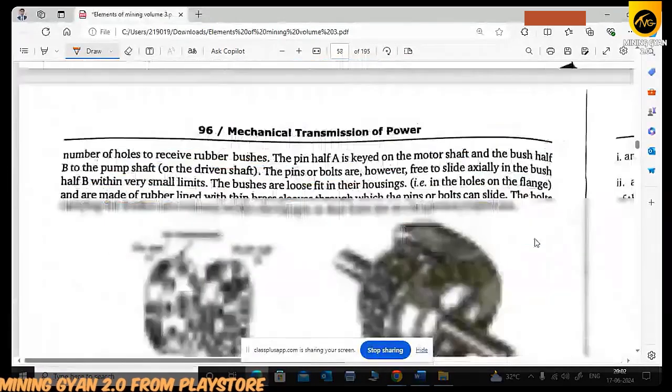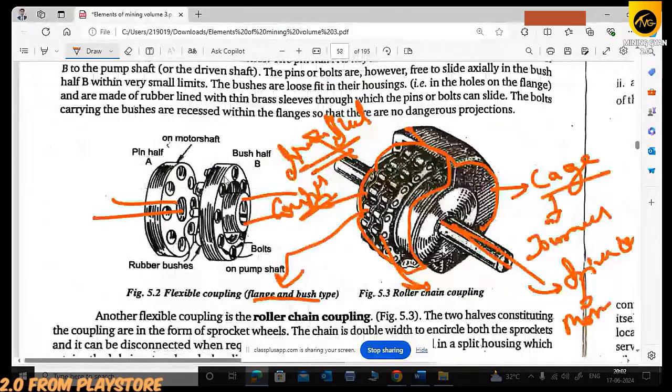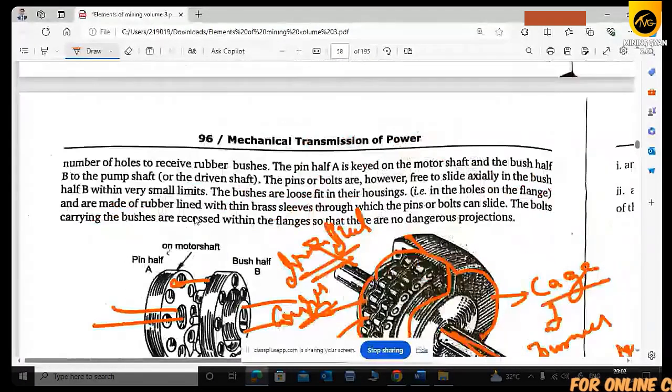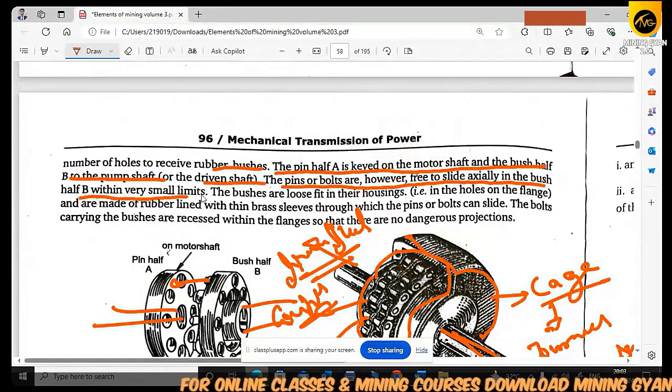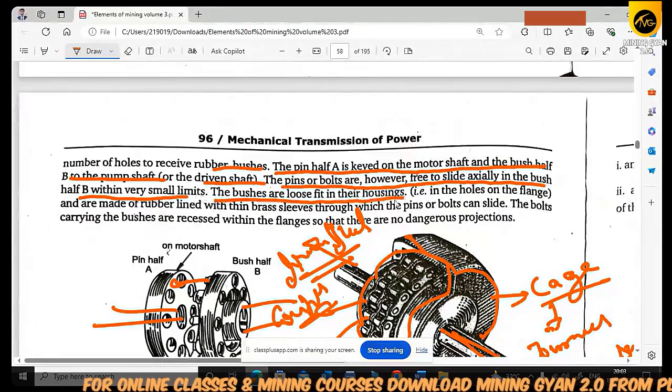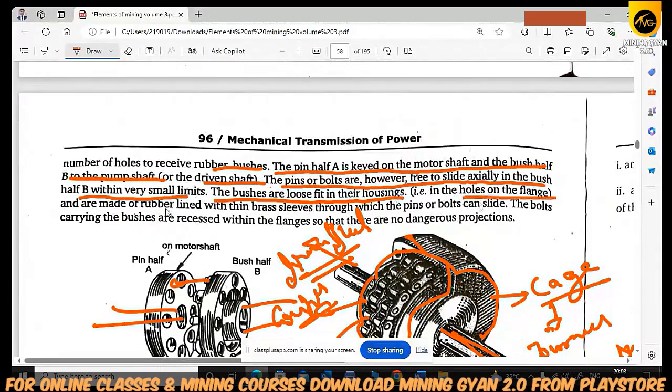It means this is a bush, this is a pin half, and this has 8 holes, and this has 8 bushes which will go inside and get coupled. The number of holes receive rubber bushes. The pin half A is keyed to the motor shaft, and bush half B is on the pump shaft driven by the shaft. The pins and bolts are free to slide exteriorly within the small limit of bush half B. The bushes are loose fit in their housing, that is, in the hole of the flange. They are made of rubber lined with thin brass shells through which the pin and bolt can slide. The bolt carrying the bushes sits within the flange so that there are no dangerous projections.